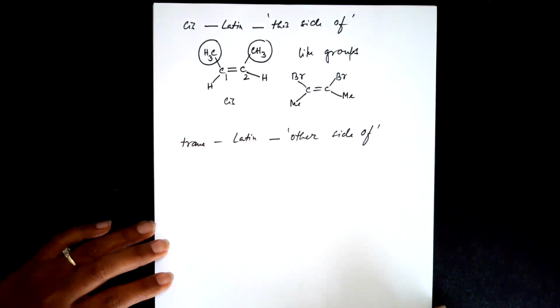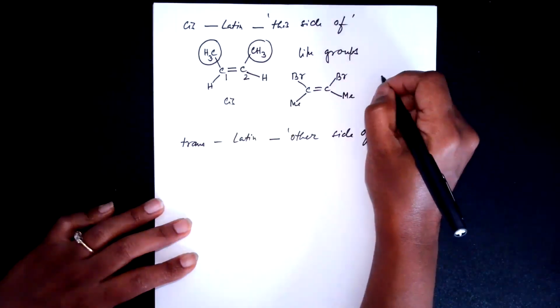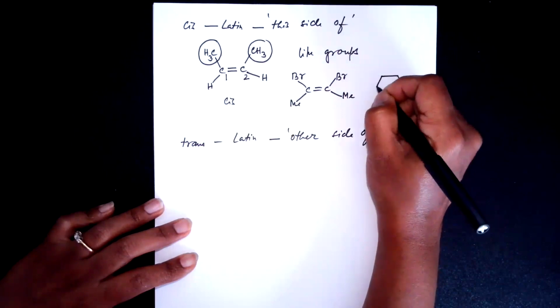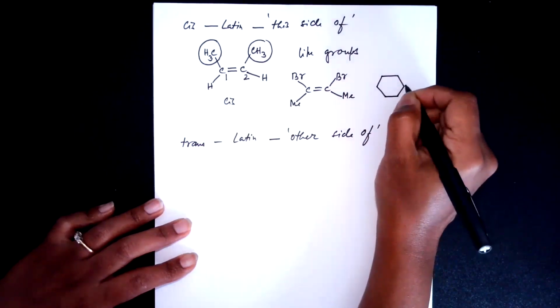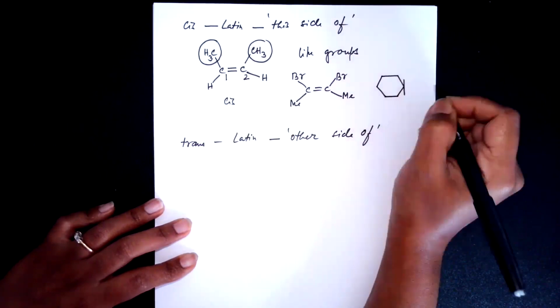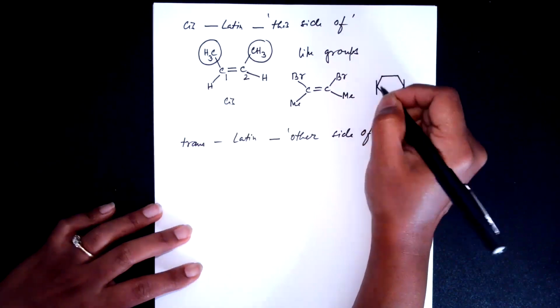A cis type of molecule can also be drawn on a ring compound, like a cyclic compound. So I could draw a cyclic molecule. In this case, I'm drawing a cyclohexane. Each carbon should have 2 more bonds. So I'm drawing 1 bond here, 1 bond there. 1 bond here, 1 bond there.